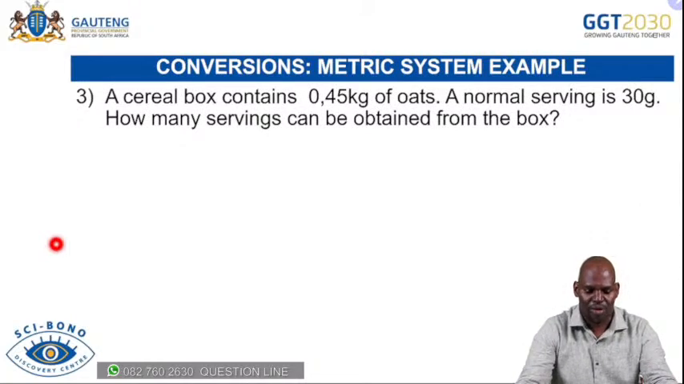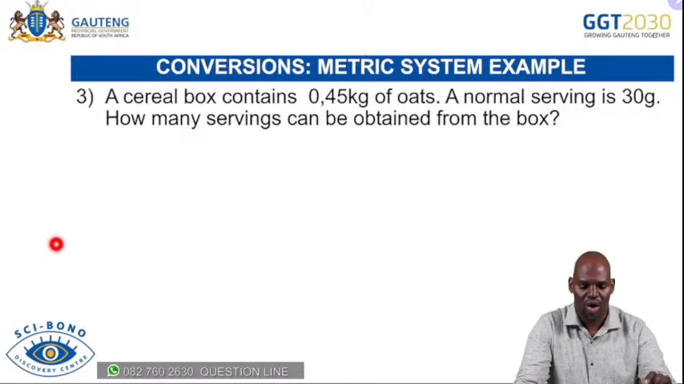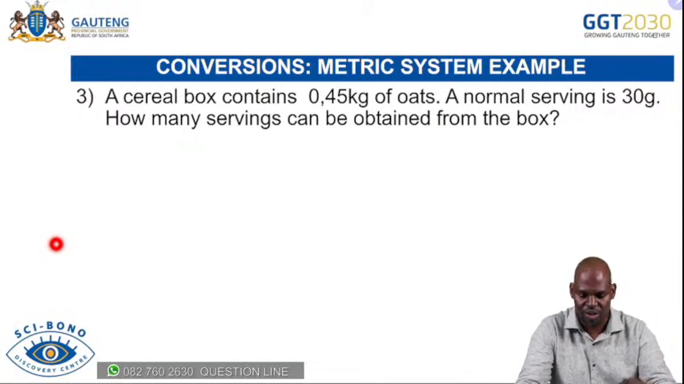A cereal box contains 0.45 kilograms of oats and a normal serving is 30 grams. How many servings can be obtained from the box? A cereal box contains 0.45 kilograms of oats and a normal serving is 30 grams. How many servings can be obtained from the box? You need to read it more than once if you are not sure. For this one, we need to know how many of the 30 grams are in 0.45 kilograms. So it means we are going to divide.